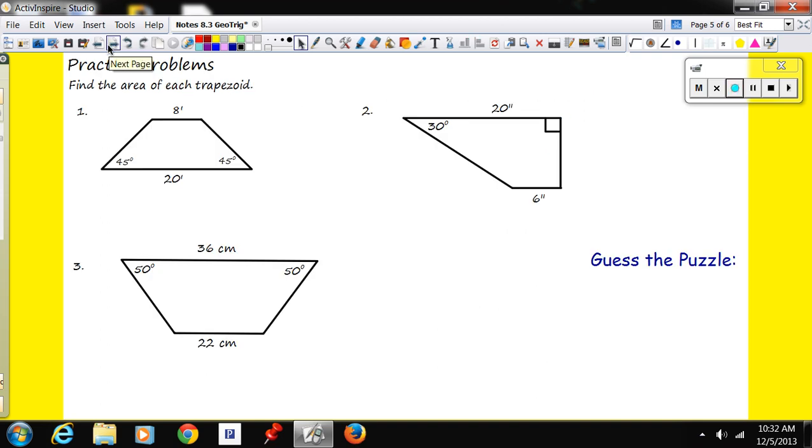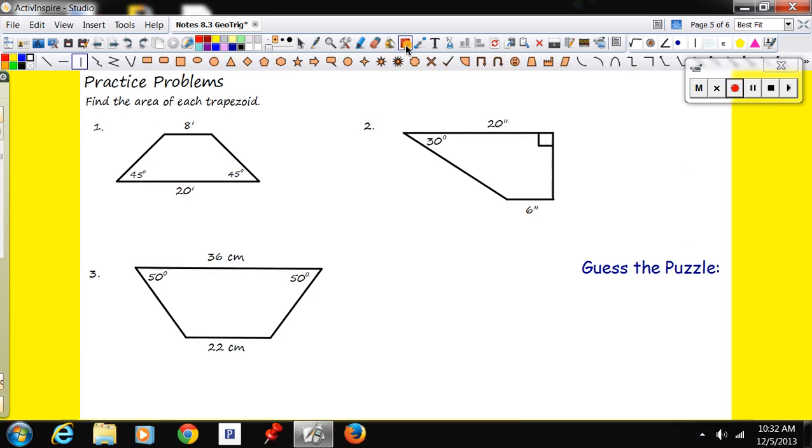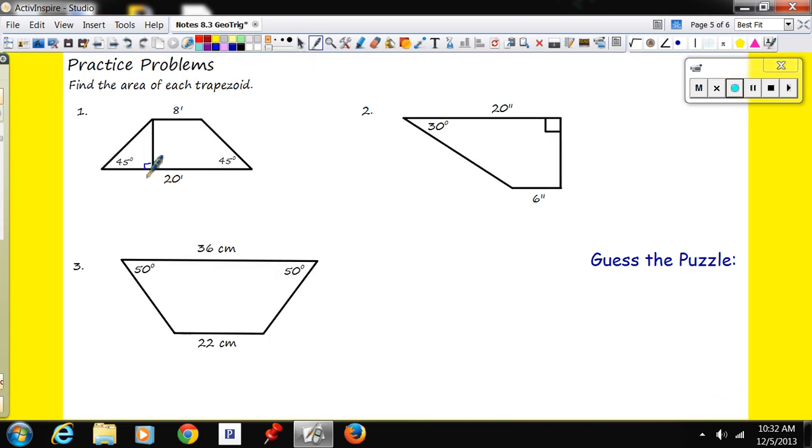Okay, practice problems. Let's look at number 1 first. I'm going to have you draw a vertical line straight down right there. And that's going to represent our H. Okay, we don't know that height. It's not given to you, but we could figure it out. We do have enough information because what kind of a triangle did I just draw? A right triangle, and it's a special one. 45, 45, 90. So that means that this is also 45 up here.